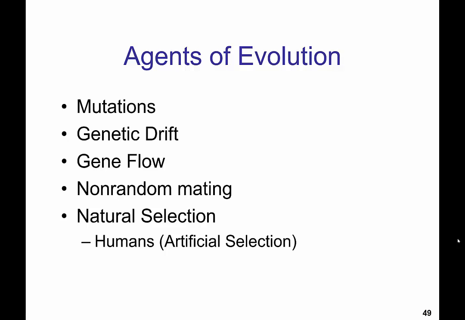Agents of evolution. We're going to look at the following ways in which changes occur in populations over time: mutations, genetic drift, gene flow, non-random mating, and natural selection. We're going to compare natural selection to artificial selection and how humans, by using artificial selection, are also agents of evolution, or changing organisms over time.